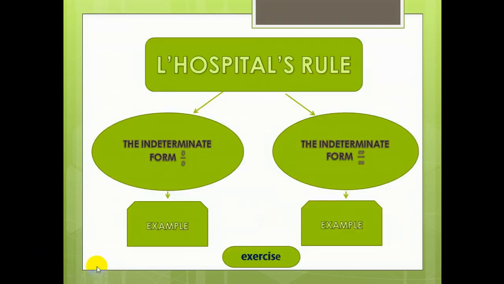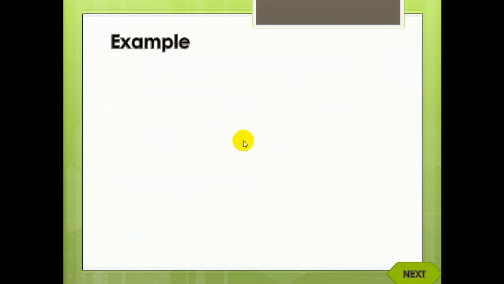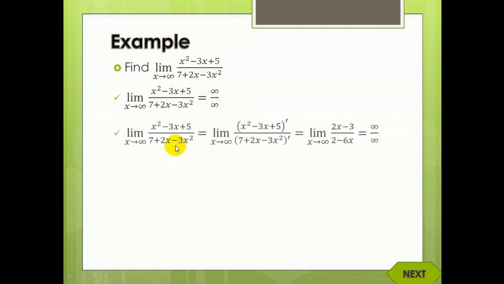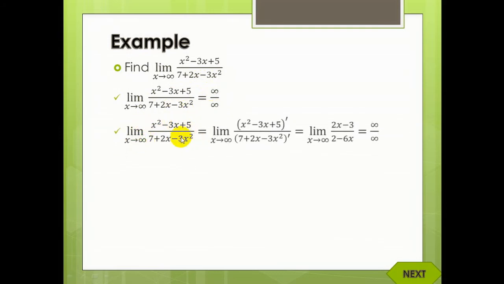So we will talk about another example. Limit x approaching infinity of x squared minus 3x plus 5 over 7 plus 2x minus 3x squared. When you substitute into this function, the result will be infinite over infinite. So you can continue with L'Hospital's rule, everyone. You need to differentiate both sides. The derivative of the numerator is 2x minus 3, and the derivative of the denominator is 2 minus 6x. When you substitute x approaching infinity, the result is still infinite over infinite.